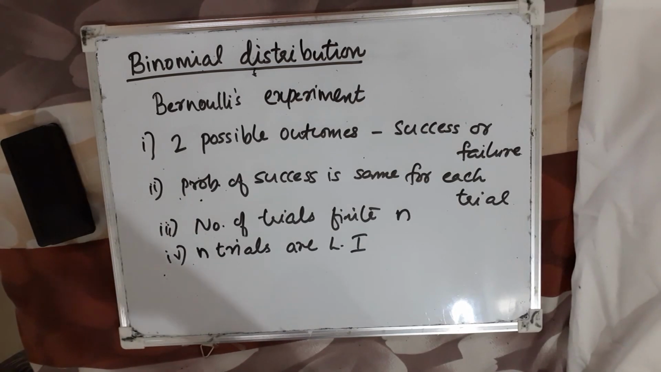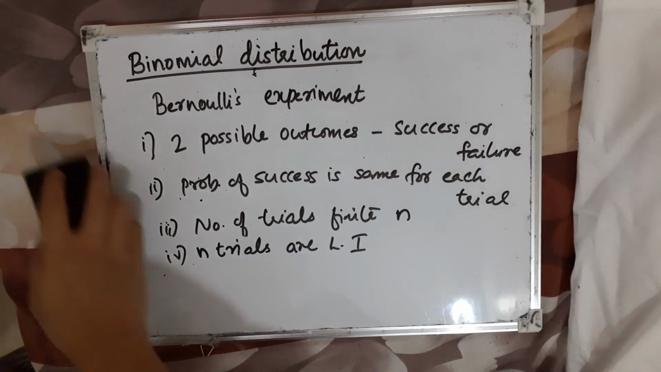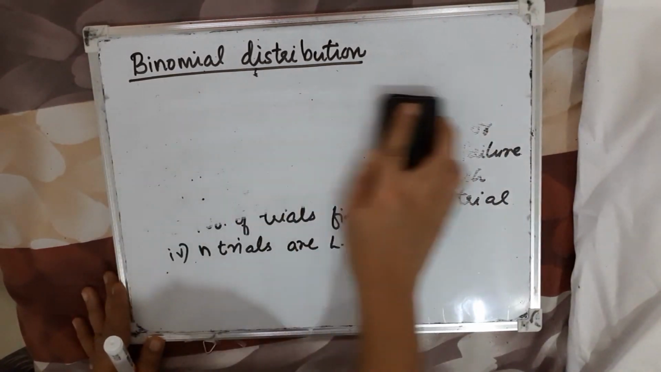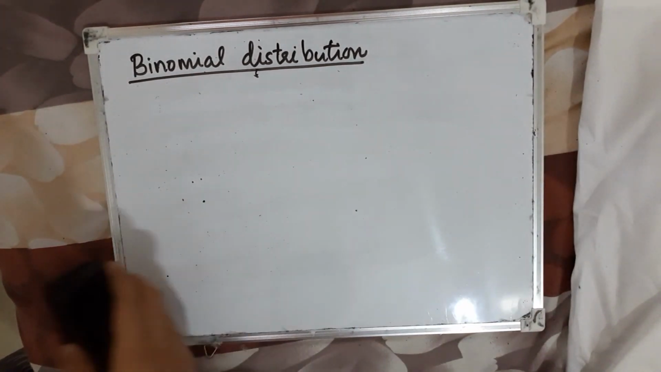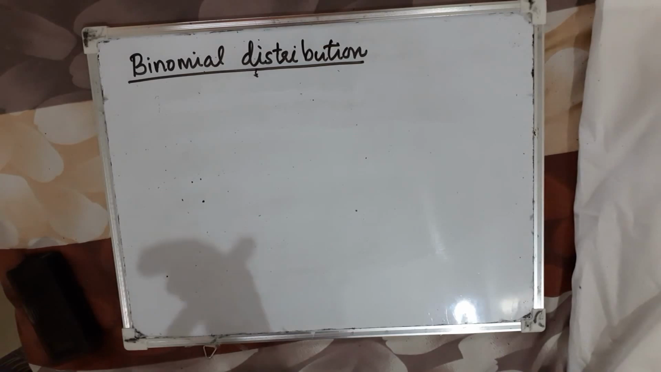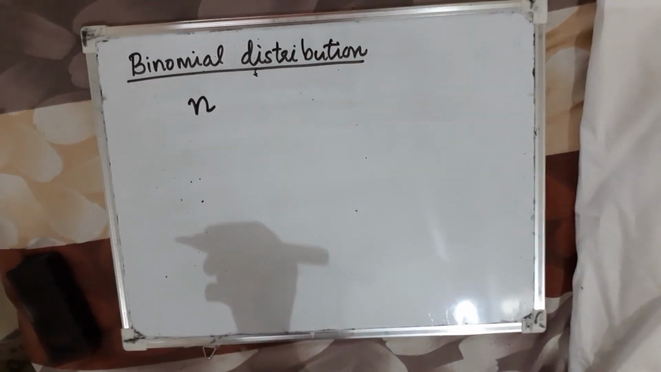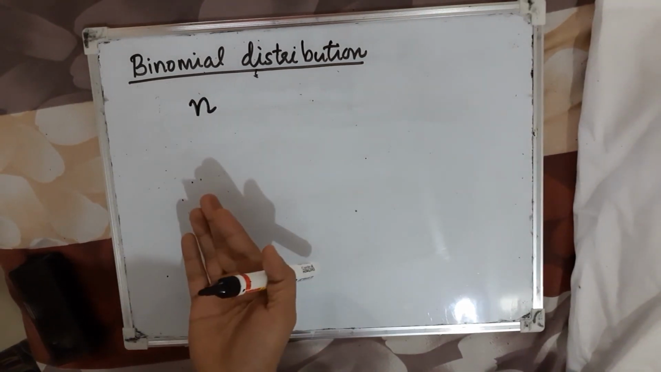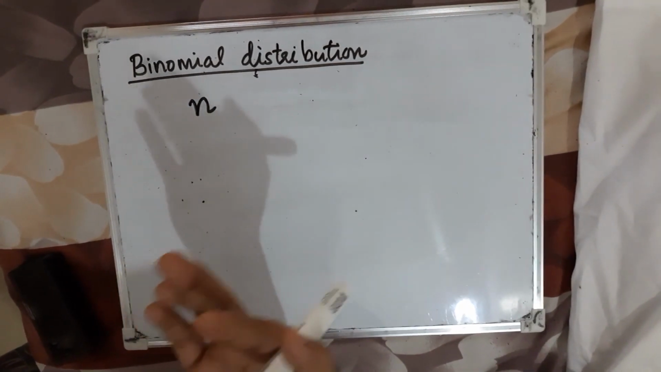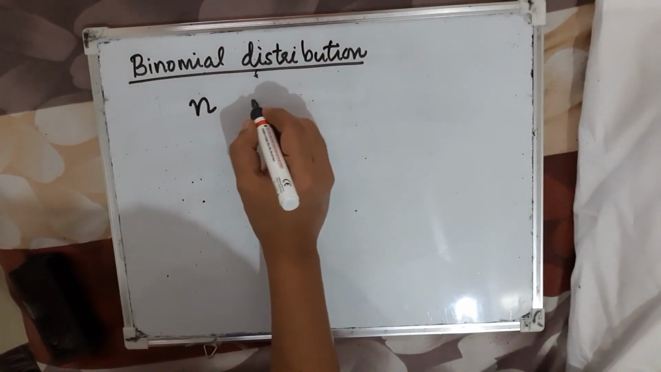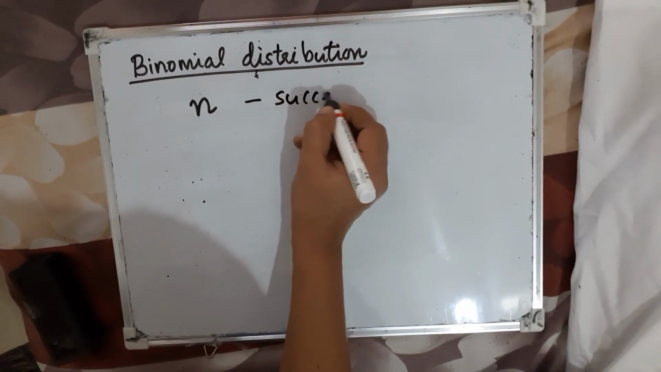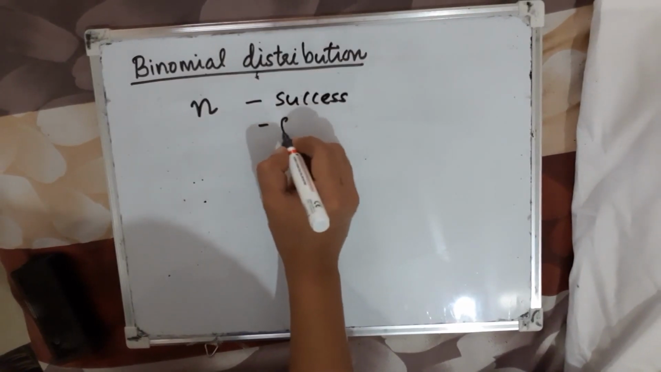Then consider a Bernoulli's experiment repeated n times, and in each trial there are only two possible outcomes. We are considering a Bernoulli's experiment and we repeat the process n times. For the n trials there are only two possible outcomes, either success or failure.